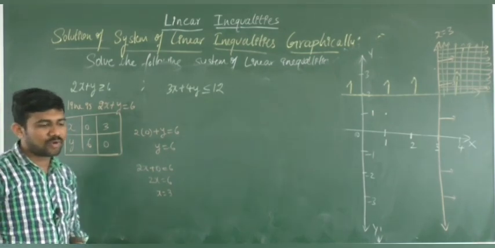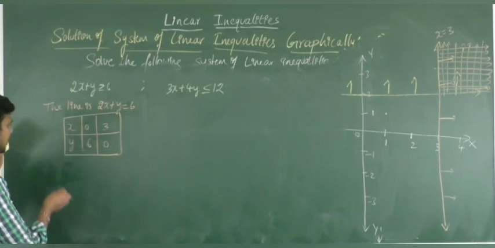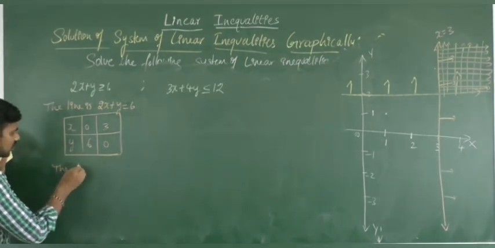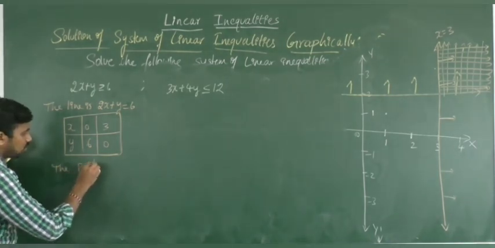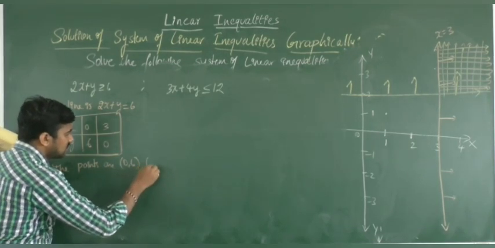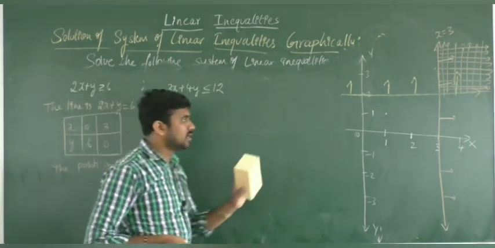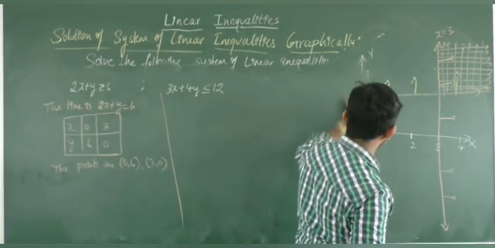Okay, now the points are 0, 6 and 3, 0. Those 2 points we have to mark in the plane and get the line.